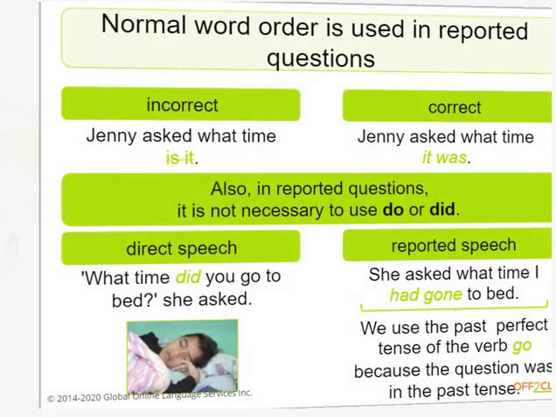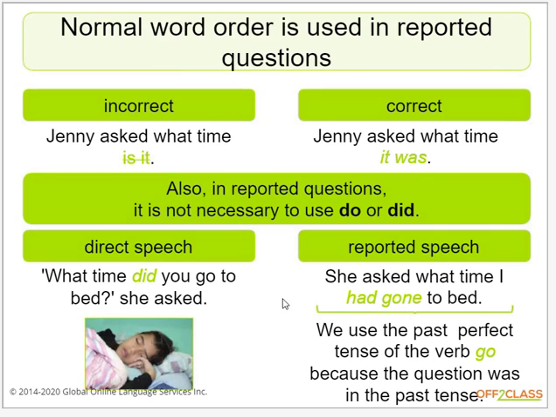Okay, let's keep going. Normal word order is used in reported questions, right? So like we just talked about, Jenny asked what time is it, but that's wrong. The correct phrase is, Jenny asked what time it was. Also, it's not necessary to use do or did in reported questions. So for example, in direct speech, what time did you go to bed? In reported speech, we'll use the past tense, right? So she asked what time I had gone to bed. We use the past perfect tense of the verb go because the question was in the past tense.